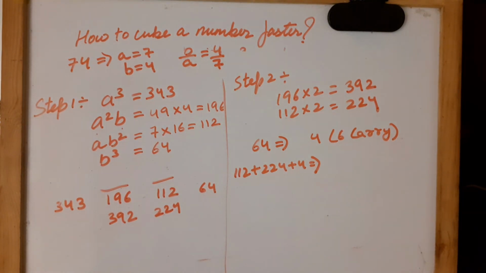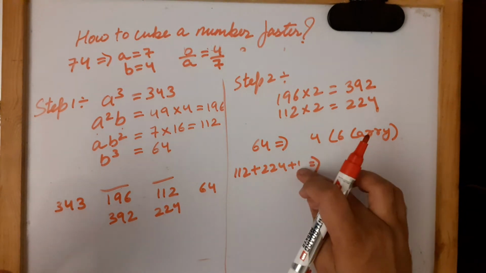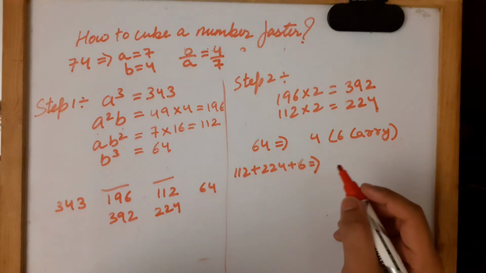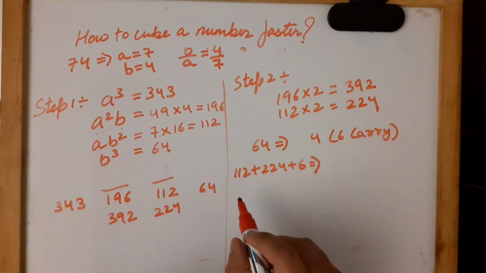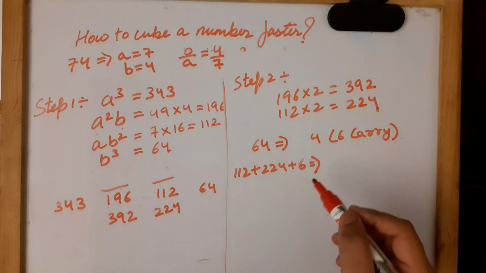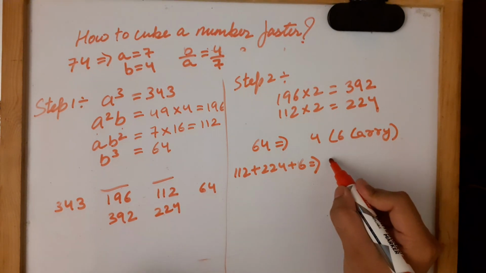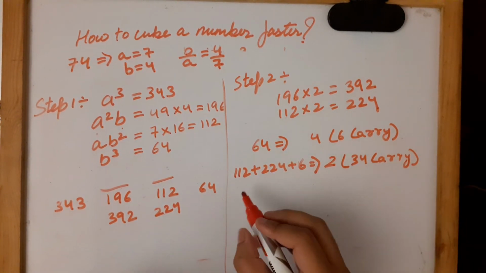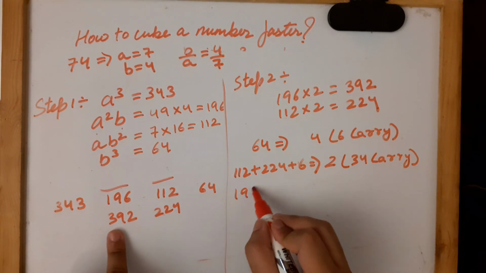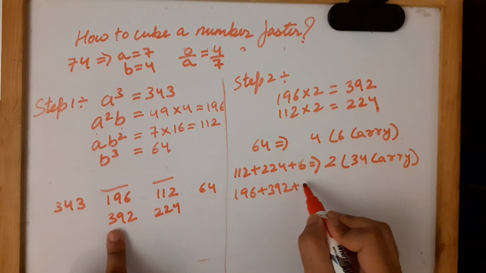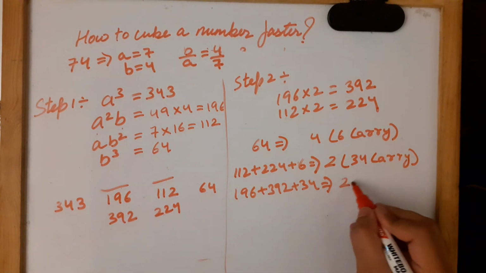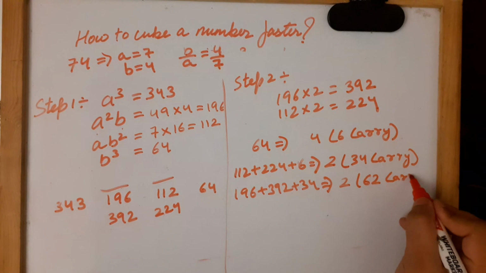Now what is the output of this? 6 is the carry here. So what is the output for this addition? First 112 plus 224 is 342, so something 342. So you have to write 2 only here, the last digit, and the rest is carry. 34 carry. Now you have to do 196 plus 392 plus 34, the carry. The output is around 622, so 2 right here and 62 is carry.